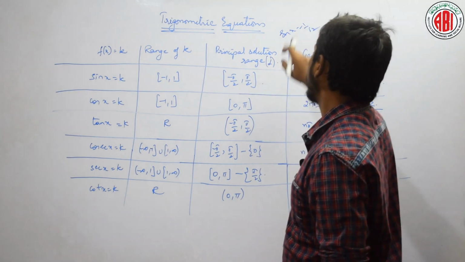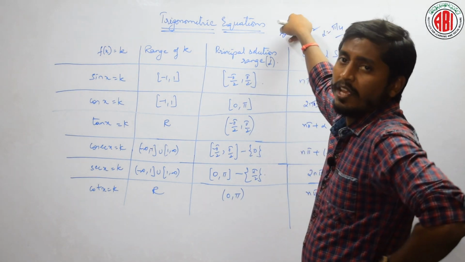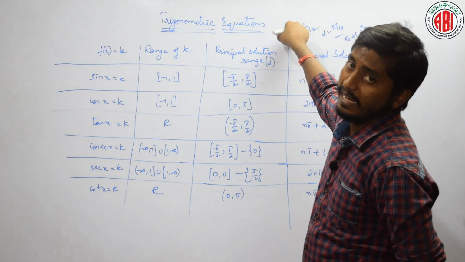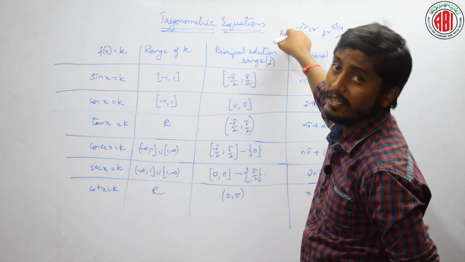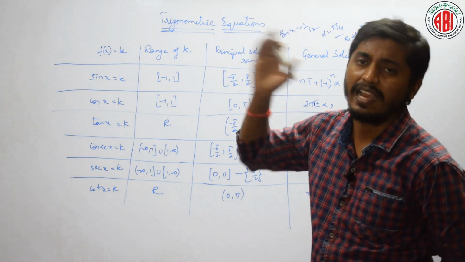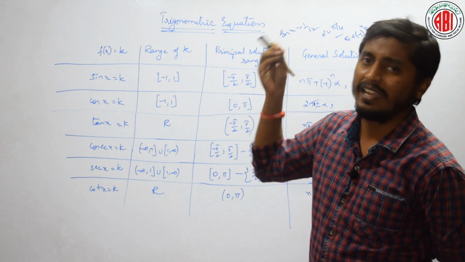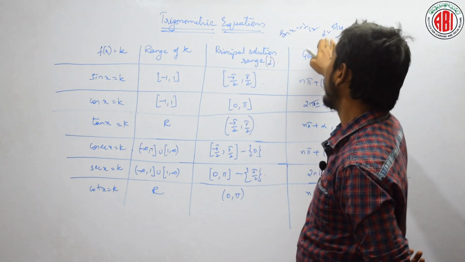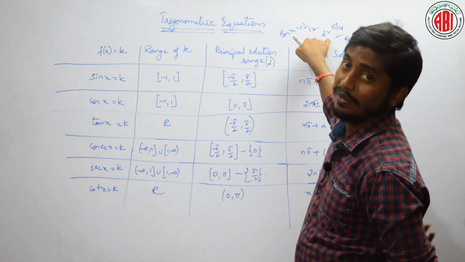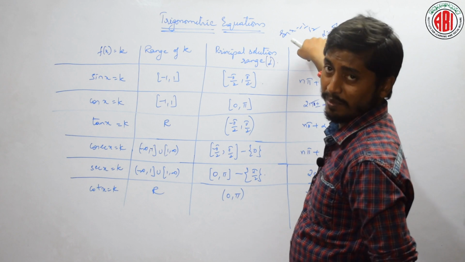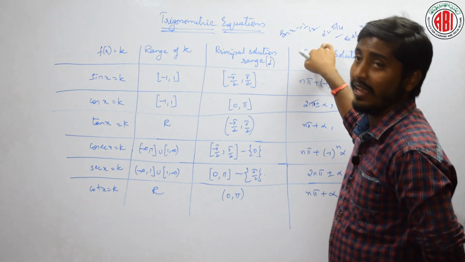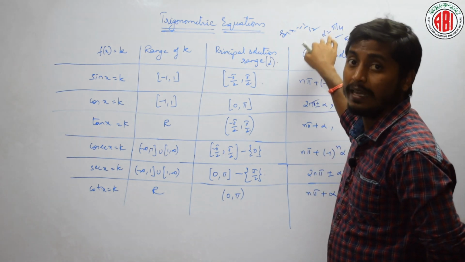For example, if sin alpha is equal to 1 by 2, when do we get 1 by 2 in sin? We can get it at pi by 4, we can get it at 3 pi by 4. Those are many values, at least if you remember one or two. Let us assume only pi by 4, that will be our principal solution. The basic value which you remember at least, that will be our principal solution.